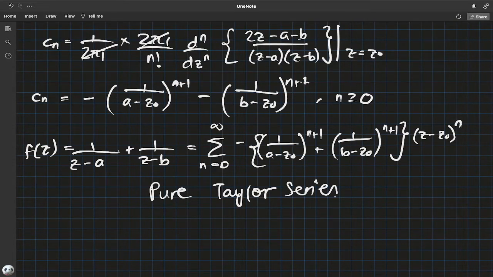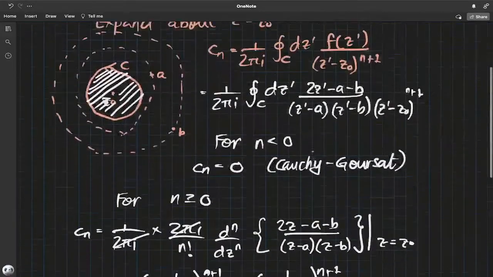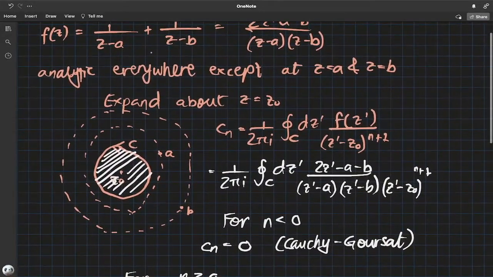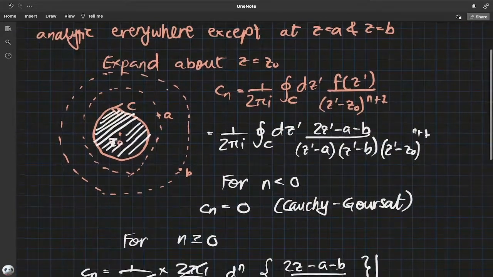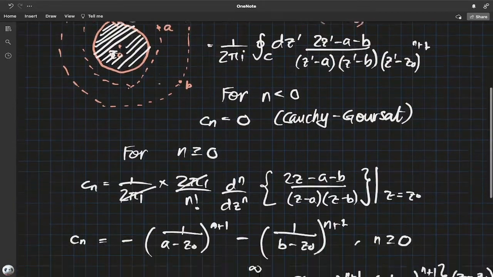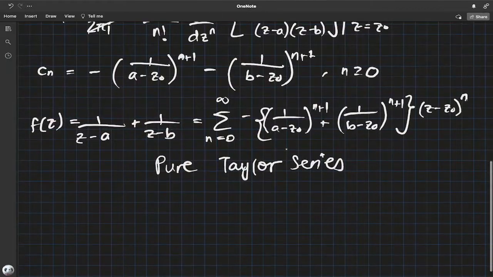Since this is a pure Taylor series, you could also derive this coefficient using the geometric series approach, by factorizing something out in the denominator and again using the formula for the geometric series, and then deriving this. You would have gotten the same answer, because again this is a pure Taylor series.